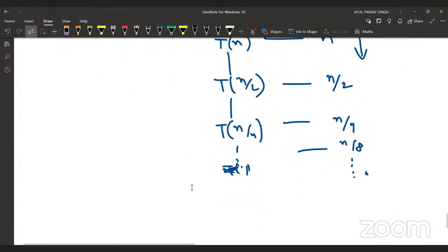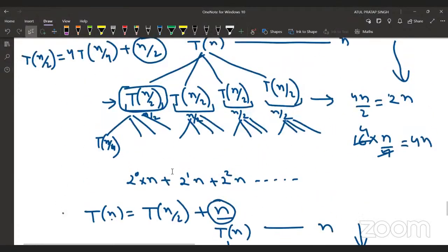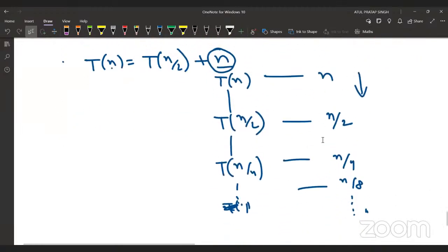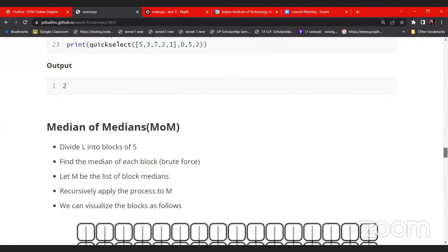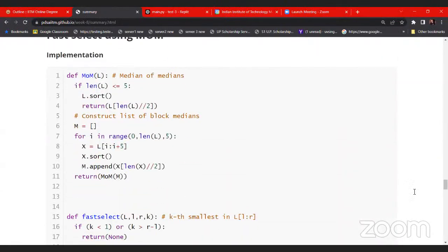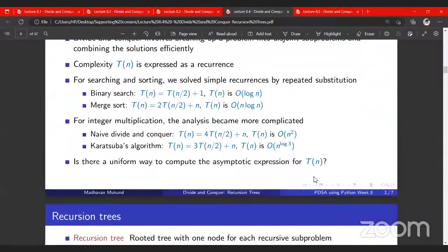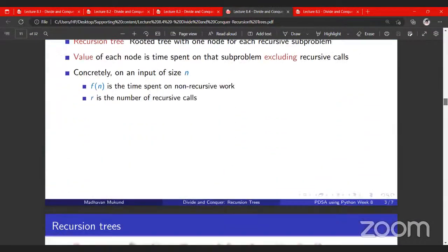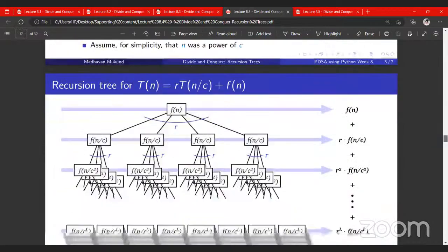You can draw the recurrence tree using this information, and after that you can find out whether the total number of operations at each level is decreasing, increasing, or equal. Using this information, sir explained some formulas for the recurrence tree, so you can directly write the complexity. These are the last few steps.